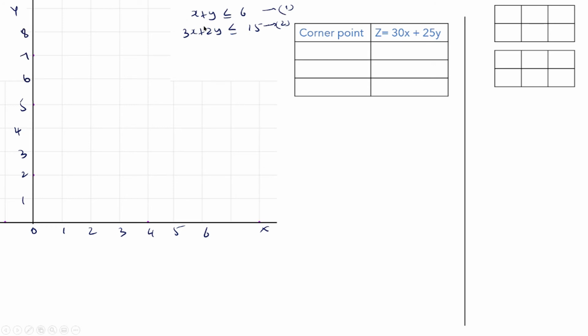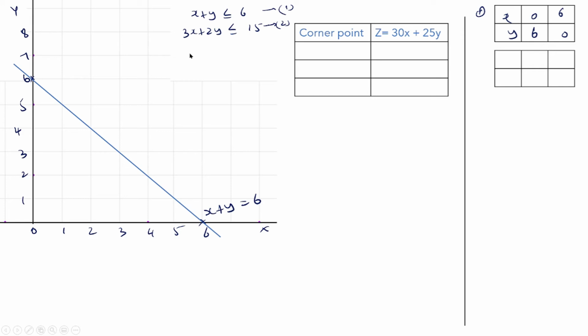Okay. Now let us draw the line corresponding to the first constraint, x plus y equal to 6. So when x is 0, y is 6, and when y is 0, x is 6. So this is (0, 6) and this is (6, 0). Let's draw a line joining these 2 points. We get the first line x plus y equal to 6.